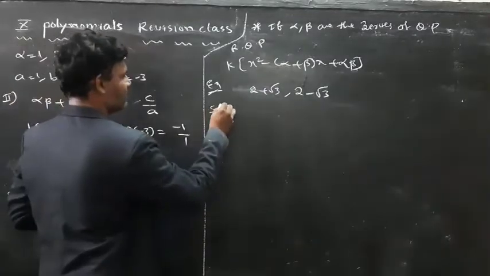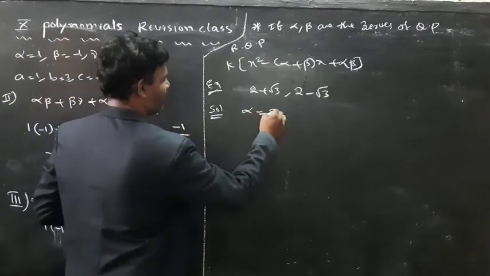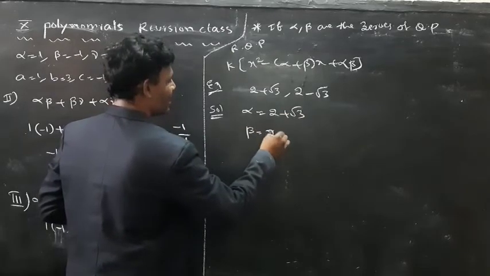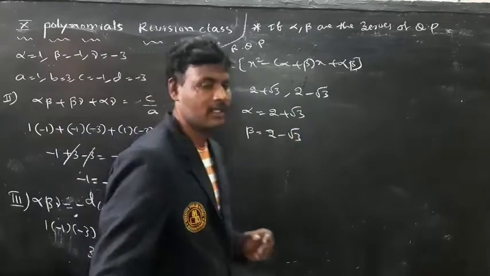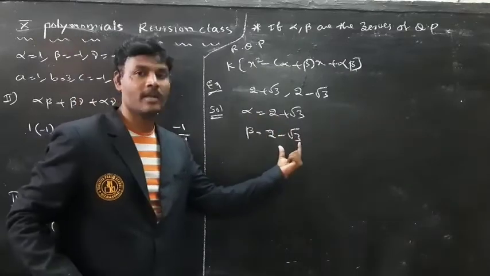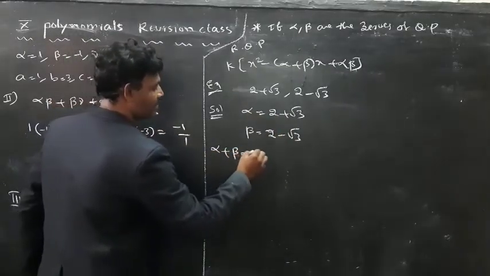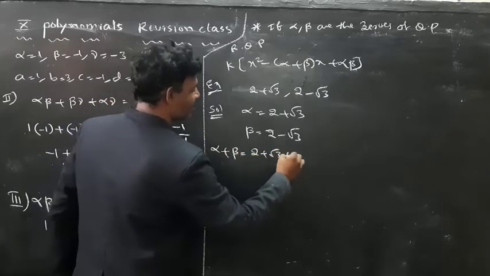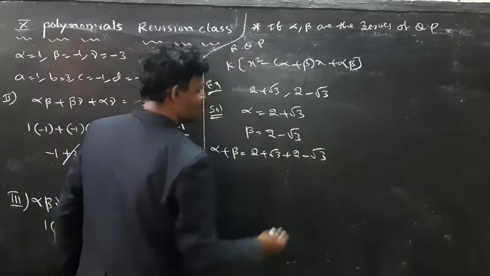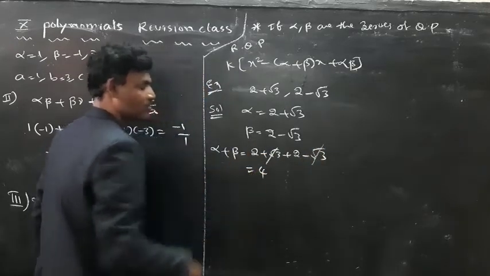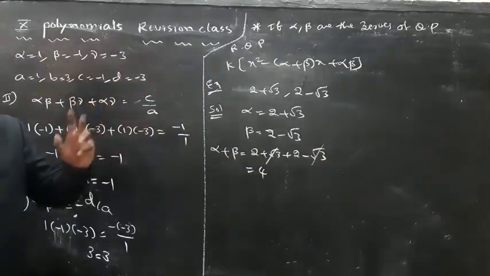Solution. First I am taking 2 plus root 3 as alpha and 2 minus root 3 as beta. So alpha plus beta is equal to 2 plus root 3 plus 2 minus root 3. Plus root 3 and minus root 3 cancel. 2 plus 2 is 4. So the value of alpha plus beta is 4.